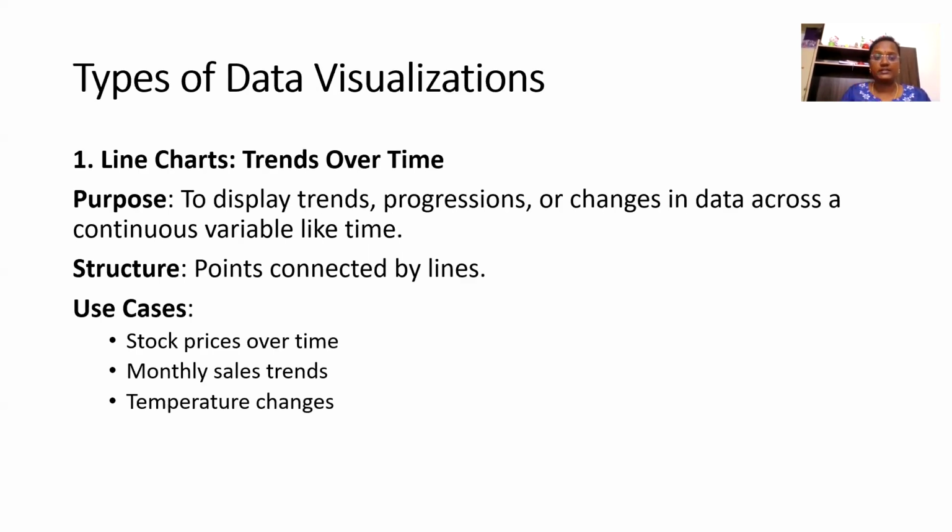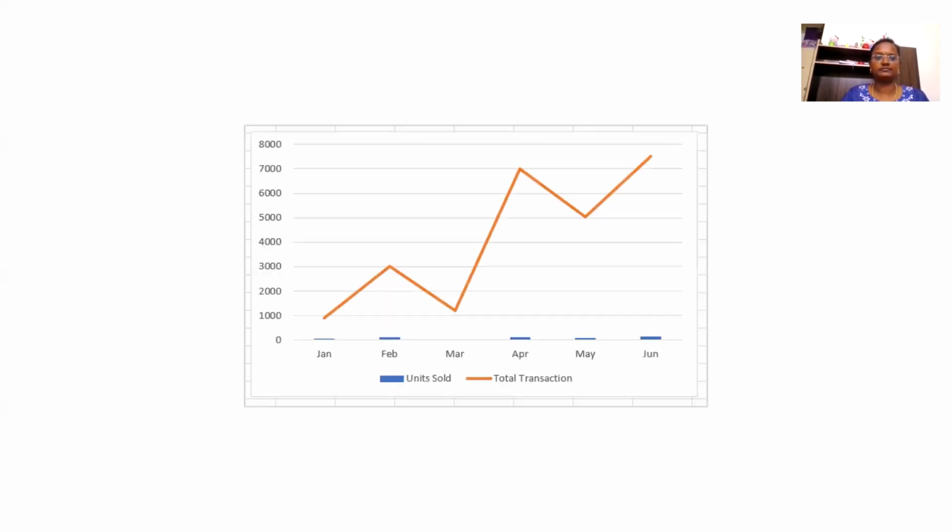For the types of data visualization, first we are going to see the line chart, which shows trends over time. The main purpose of a line chart is to display the trends, progressions, or changes in the data across a continuous variable like time, date, or years. Its structure is points connected by a line. We can use it for stock price over time, monthly sales trends, and temperature changes.